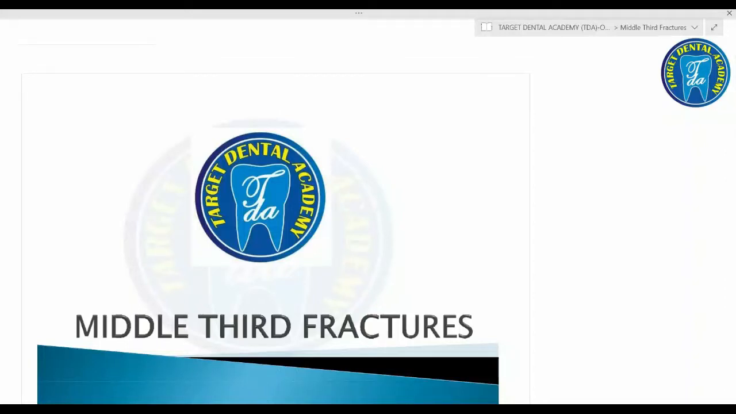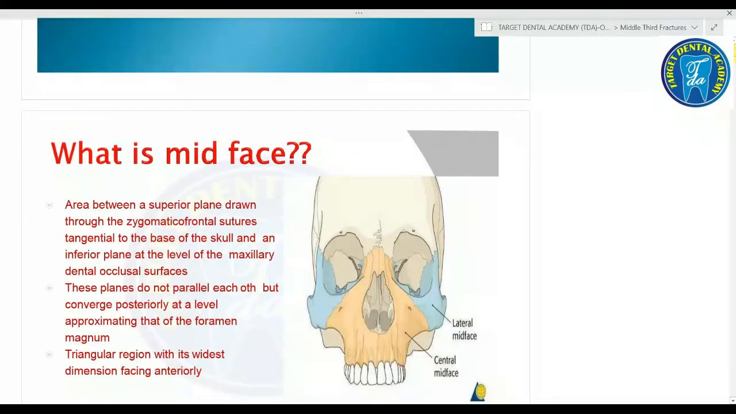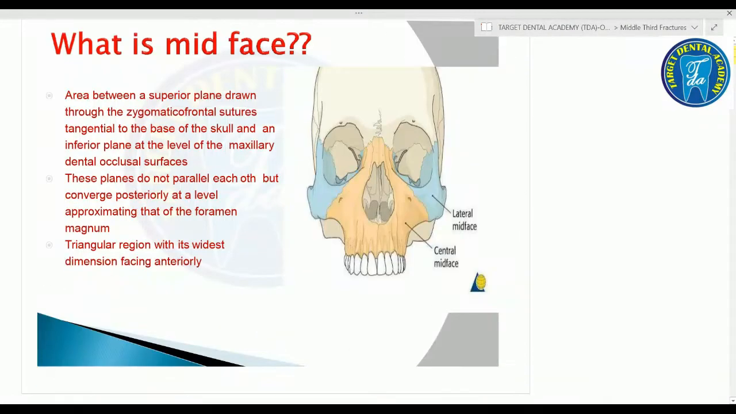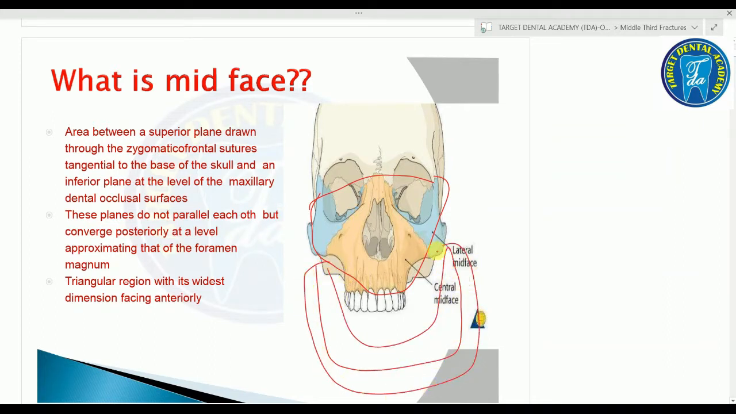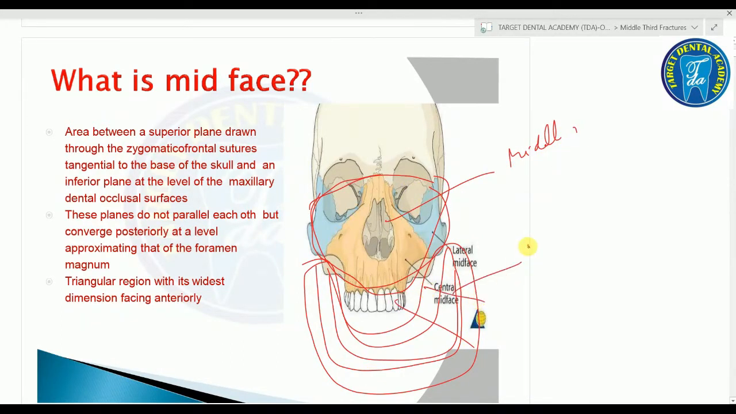Hi guys, so today we are going to discuss the middle third fractures. In this, first we are going to discuss the mid face. This portion is called the mid face and the mandible is present over here. This portion is known as the mandibular area. Any fracture in this area is known as a middle third fracture. Any fracture in this area is known as a mandibular fracture.